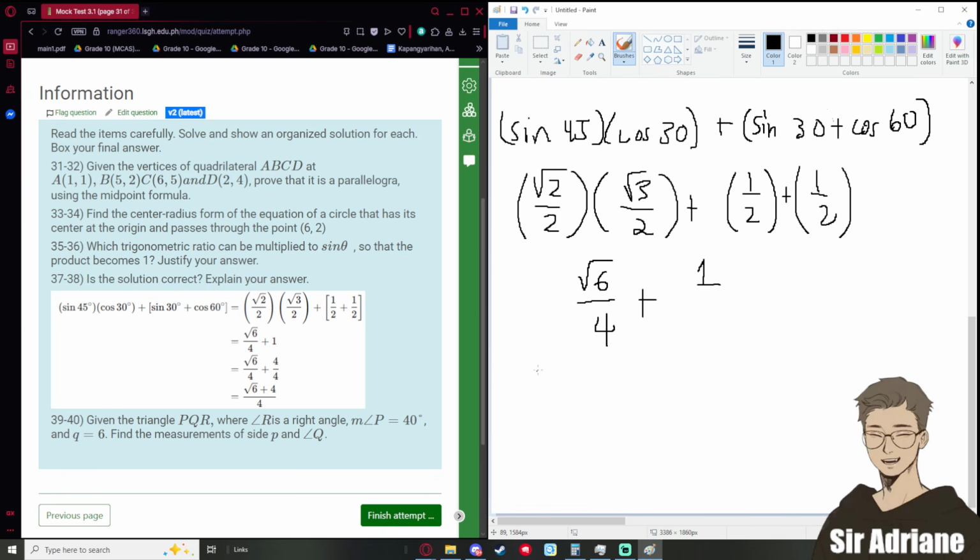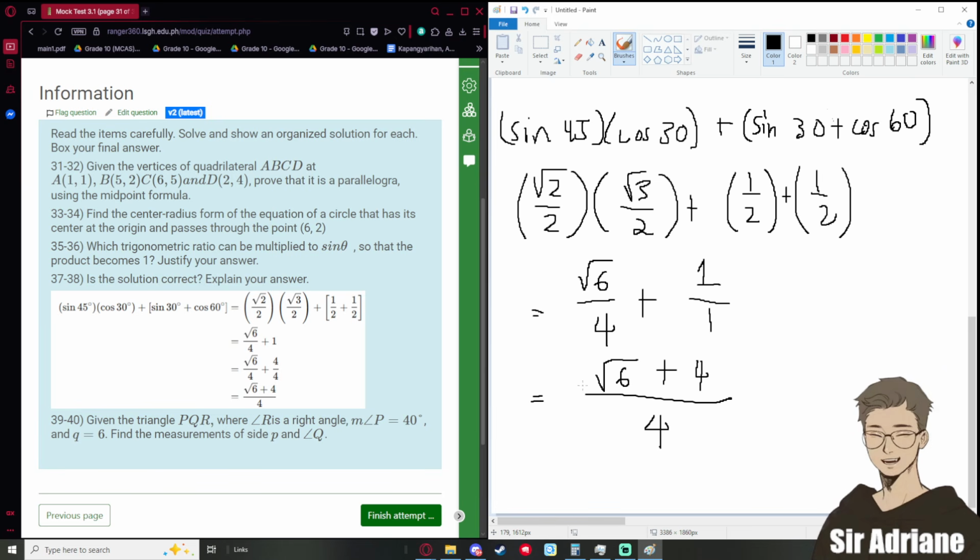Okay. And then we can add them by using the LCD. So the square root of 6. And then this one, 4 divided by 1, that's 4, times 1, that's equal to 4. Square root of 6 plus 4 over 4. Okay, so it looks like the solution is correct. There are no errors here.